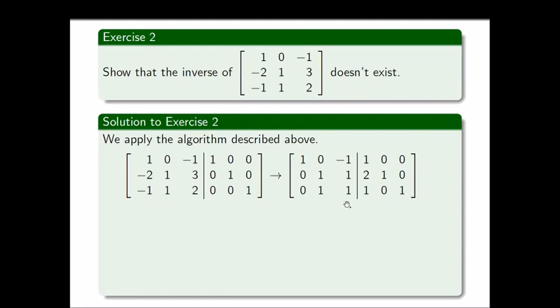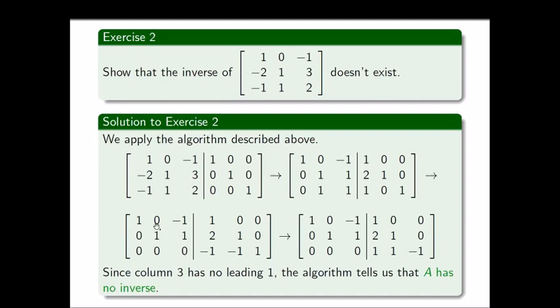Then we take the second matrix and we subtract the second row from the third row, and we see that on the left side of the separator line, the third column has no leading one. Just going from the algorithm, we know that A has no inverse. So we can actually stop at this point, and we don't need to try and convert this into the identity matrix because we can't.